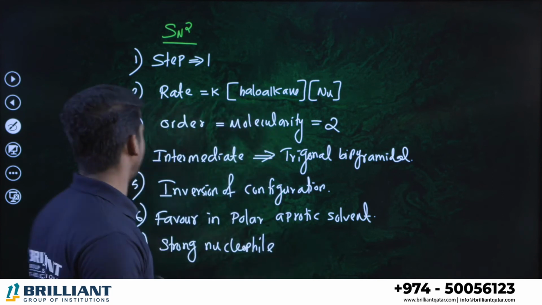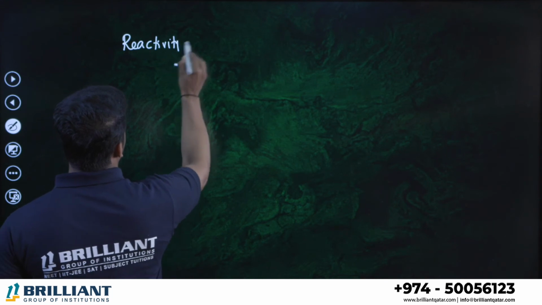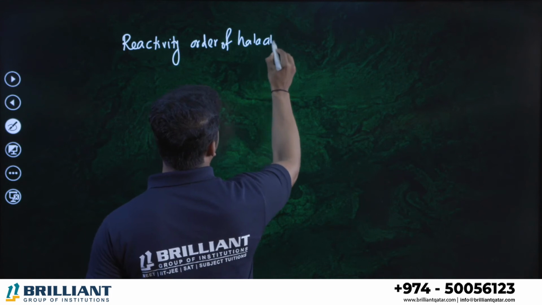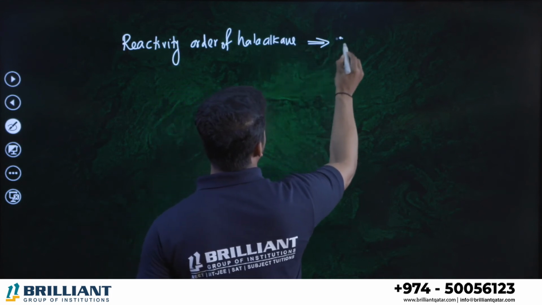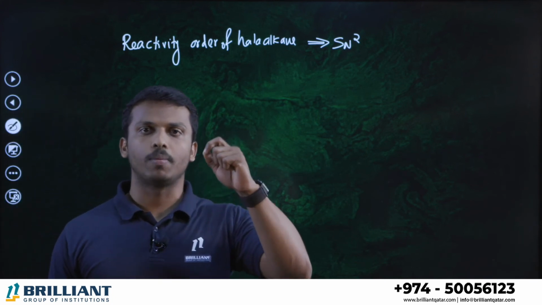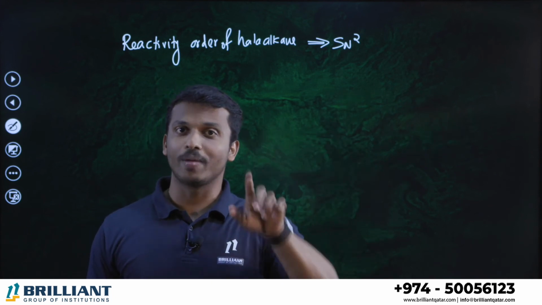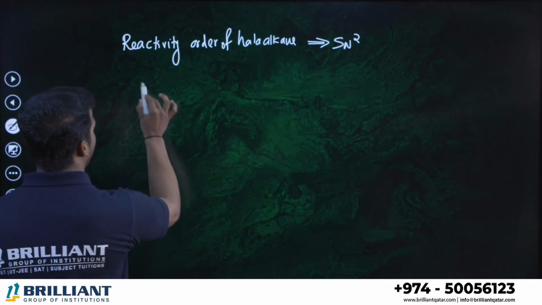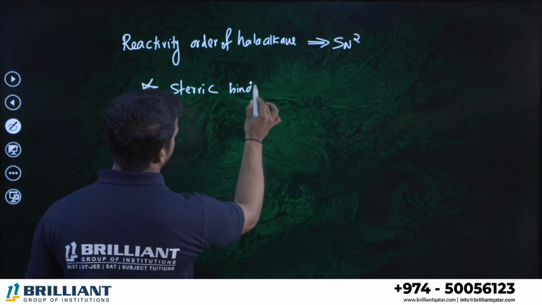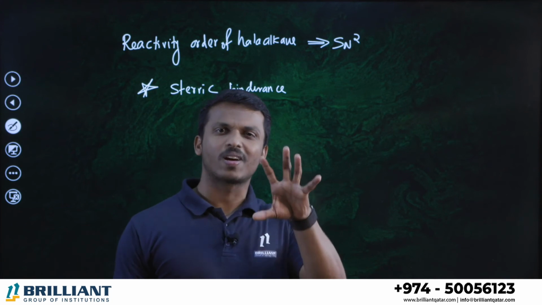But for the SN2 reaction, what is the reactivity order of haloalkanes towards the SN2 mechanism? Dear students, the SN1 mechanism favors the stability of carbocation because the first step is the formation of carbocation. But the SN2 mechanism will mainly consider the concept of steric hindrance. What's it called? Steric hindrance. Steric hindrance is nothing but crowdedness.